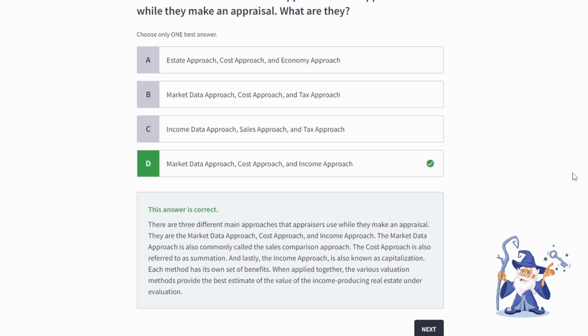So each method has its own set of benefits, which we really don't need to talk about. But essentially, when they're applied together through the various valuation methods, they can provide a best estimate of the value of either an income producing real estate or some sort of property and things like that. So that is your three main approaches that appraisers use while they make an appraisal.